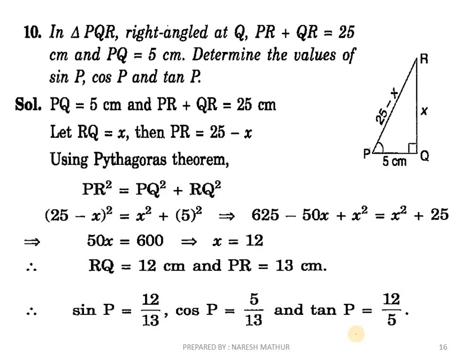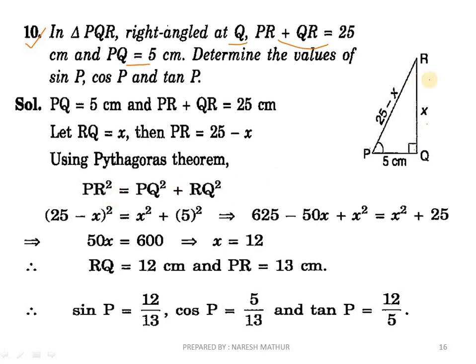At the 10th question, it's a good one. We are given a triangle PQR which is right angled at Q. The sum of two sides is 25 cm and PQ is 5 cm. We need to find sin P, cos P and tan P. So let's consider a triangle PQR which is right angled at Q. Let's say QR is x, then PR will be 25 minus x.